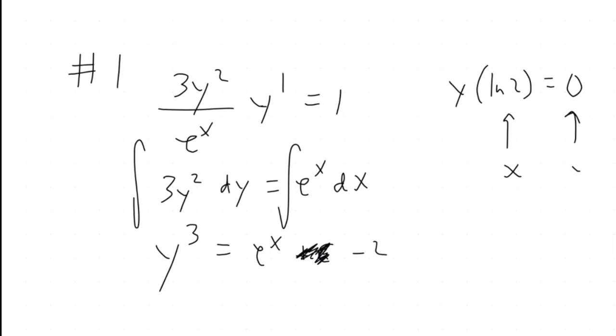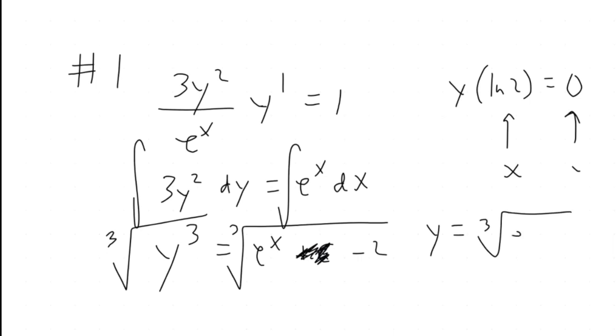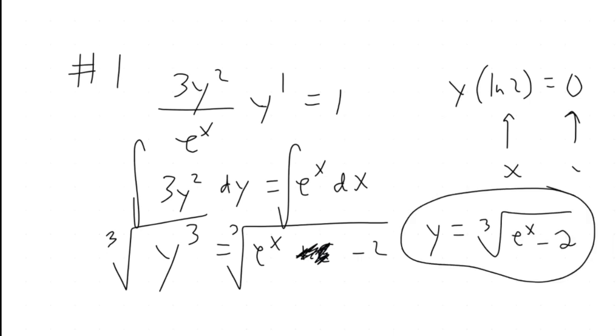So here, get rid of a power of 3 by cube rooting. You would cube root both sides. So final answer, y equals the cubic root of e to the x minus 2. Let's box that in.